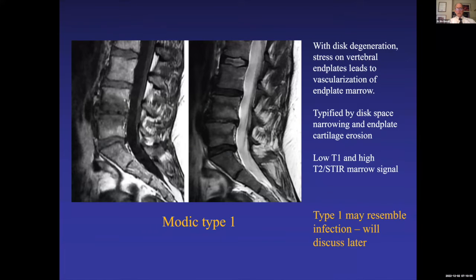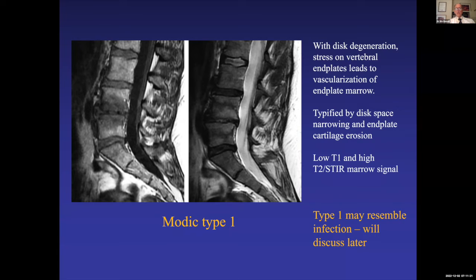Just an example of Modic type 1. You can see at the L4-5 level, the disc space is narrow. There's a T1 image on the left, a T2 image on your right. And you can see that in addition to the disc space narrowing, the end plates are a bit irregular, and there's lower T1 signal adjacent to the end plates and a little bit of higher T2 signal next to the end plates on the T2 scan.